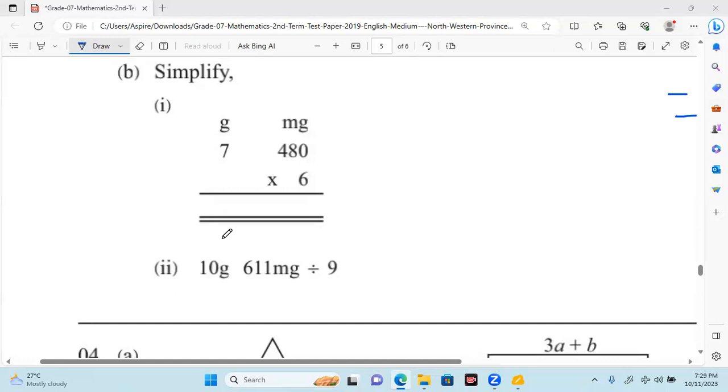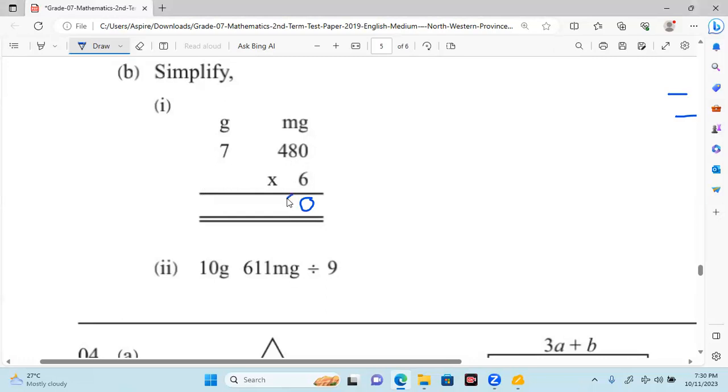Finish, madam. Yes, what is the answer, Pute? 54 grams, 880 milligrams.